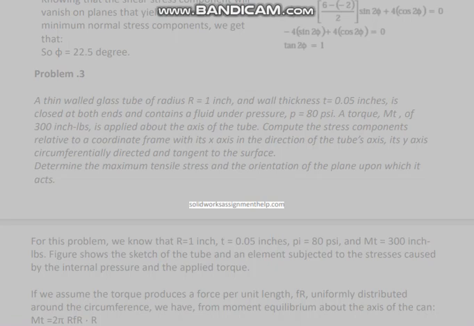For this problem, we know that r equals 1 inch, t equals 0.05 inches, P equals 80 psi, and MT equals 300 inch-pounds. The figure shows the sketch of the tube and an element subjected to the stresses caused by the internal pressure and the applied torque.